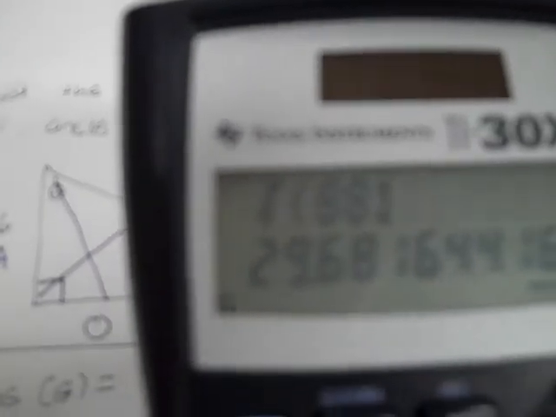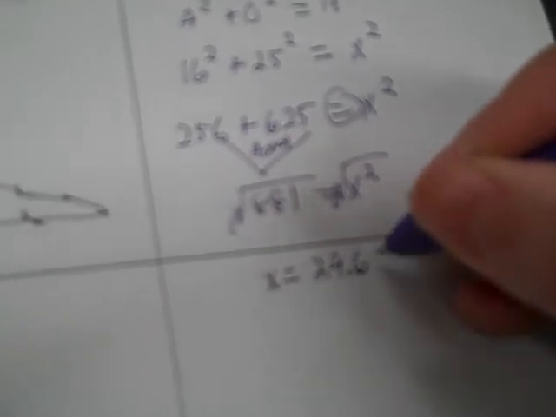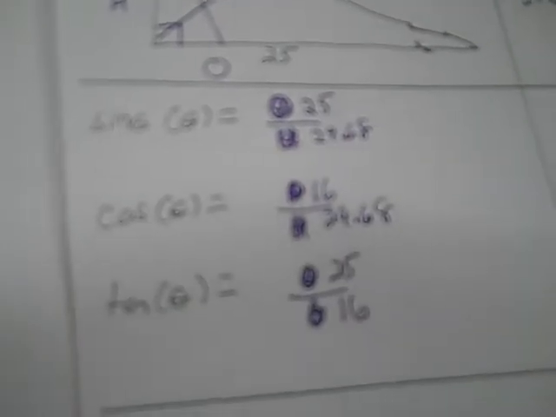So I take the square root of 881, and that's going to be 29.68. And remember, I knew that A was 16, O is 25, and the H then is going to be 29.68. So all these H's are 29.68. And now I have my three answers.